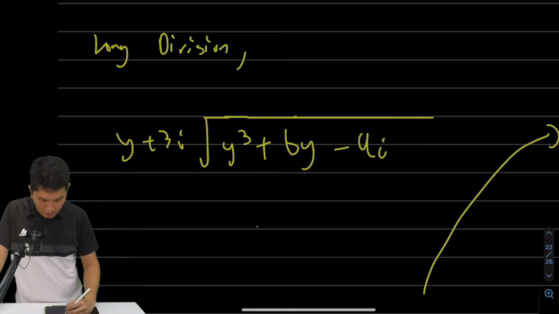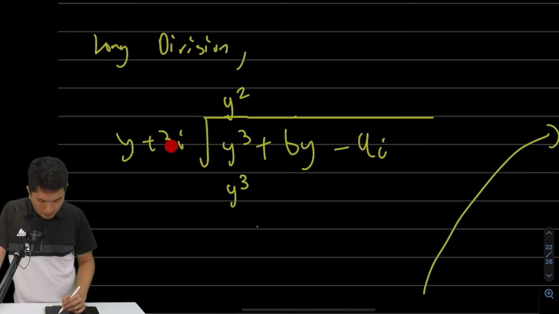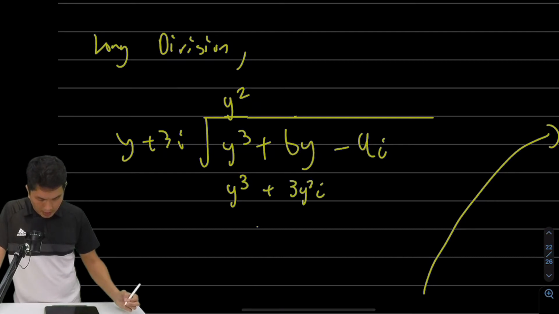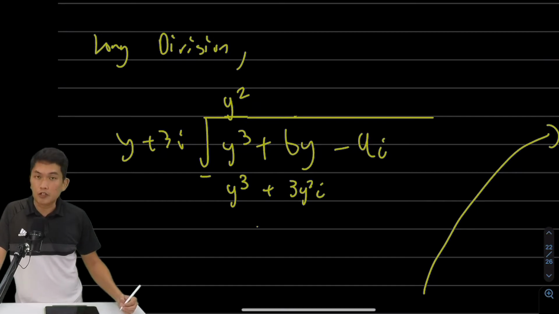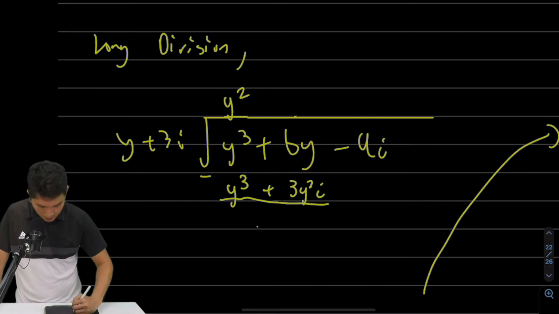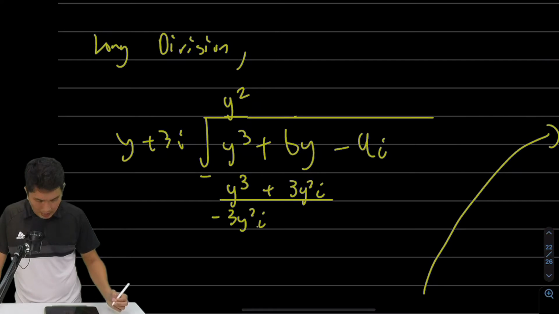What I can do is multiply by y squared. When I take y squared and multiply by y, that will give me a y cube. Next, this y squared multiplied by this will give me a 3y squared i. And this is where we do the subtraction, just like our normal long division with numbers. So y cubed minus y cubed is a 0. Next will be my y squared over here. This is no y squared minus a 3y squared, so that's a negative 3y squared i.